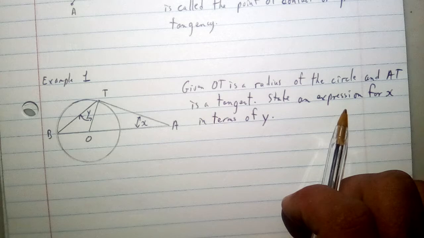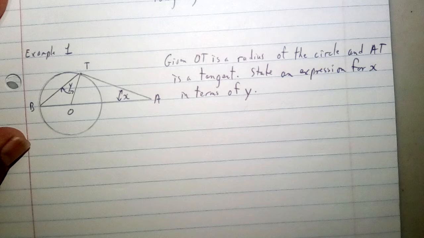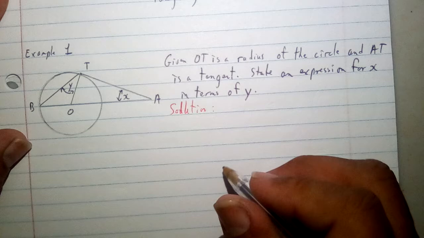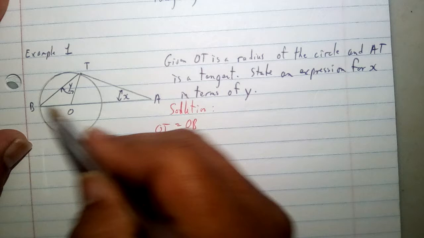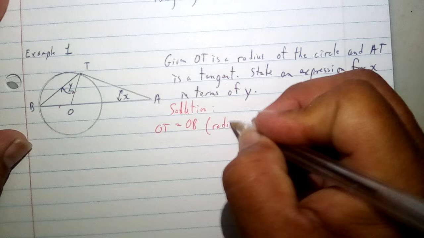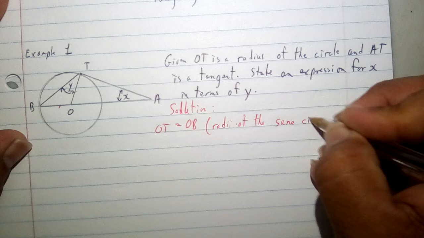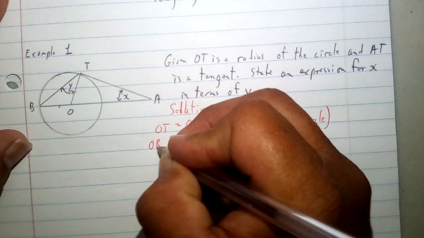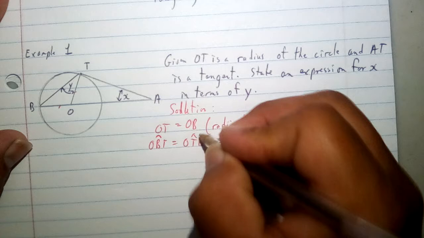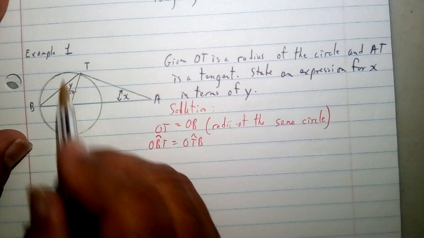So how do we work this out? Okay, so let me do the working with red pen, right? Solution. Let's start. OT equals OB. OT equals OB because they are the radius, correct? So radii, for plural of it, of the same circle, right? And angle OBT, you may put a little symbol up there, equals OTB, which are given by the letter Y.